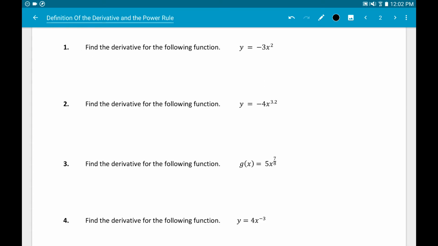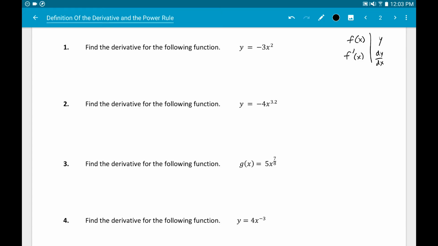Number 1, find the derivative for the following function. I've got y equals negative 3x squared. One thing that's a little different here is that instead of saying f of x equals negative 3x squared, they actually said y equals. Typically, if they give you a function f of x, the derivative is generally going to be written as f prime of x. If they give you y equals, instead of f of x equals, you're generally going to see that as dy over dx.